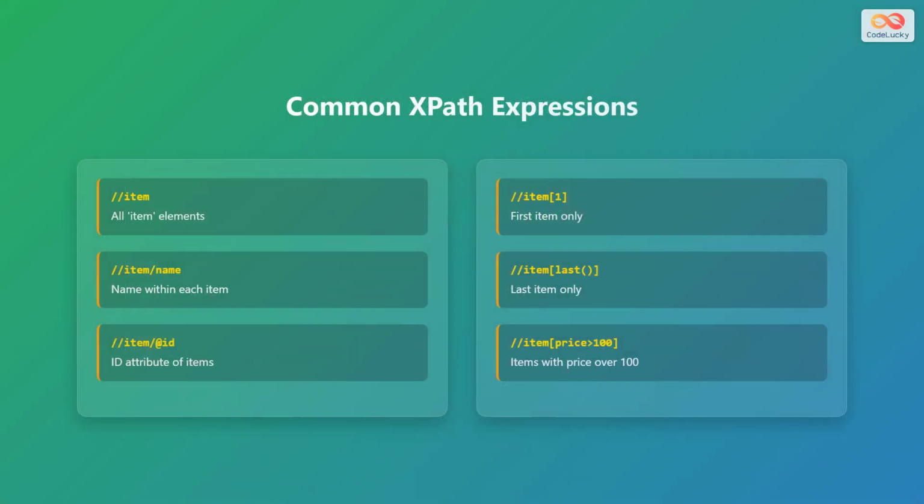Here are some common extensible markup language, or XML, path expressions: //item, which retrieves all item elements; //item/name, which retrieves the name within each item; //item/@id, which retrieves the ID attribute of items; //item[1], which retrieves the first item only; //item[last()], which retrieves the last item only. Finally, //item[price>100] retrieves items with a price over 100.